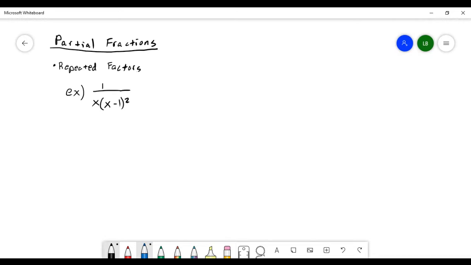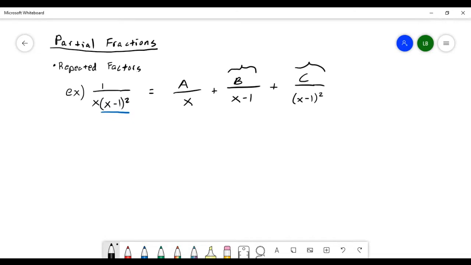In this case, since you've got a squared term right here, this is a repeated factor, since you have two of those. So we actually have to decompose this into a over x plus b over x minus 1 plus c over x minus 1 squared. And the reason you do this is because one of your factors could theoretically be with just one x minus 1, and another could be with x minus 1 squared. So you need to account for both of those potential factors.